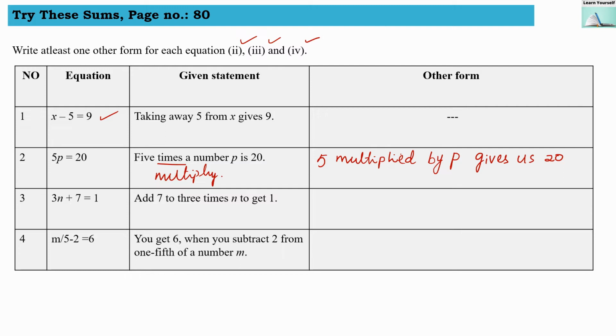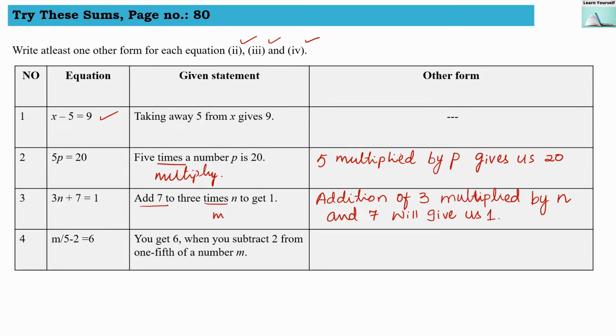The third equation is 3n plus 7 gives us 1. They said, add 7 to 3 times n to get 1. So here is the statement. Add 7, we are going to write addition of, and times we are going to write multiplied by. So addition of 3 multiplied by n and 7. Here we have combined this as 3n plus 7. We are going to add them and it will give us 1.